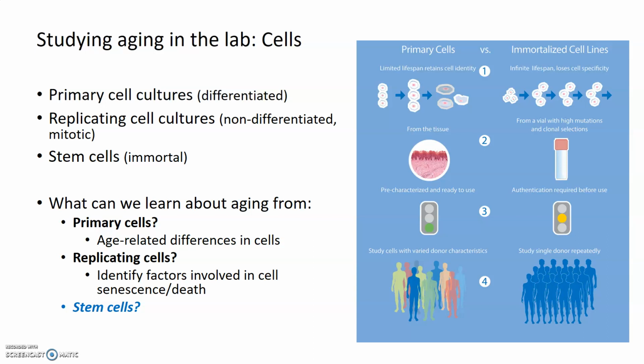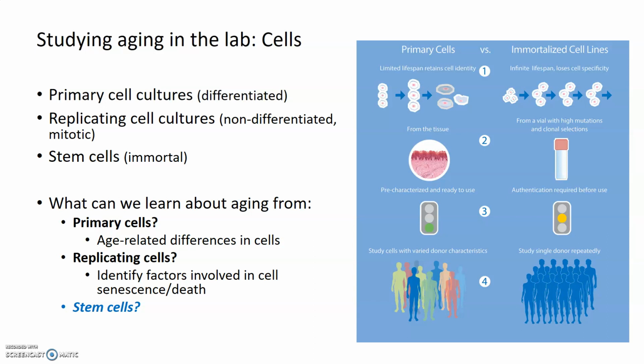And that's because cells have a defined number of times that they can divide before they senesce or die. And by studying these mitotic cells that have this limit of division, factors have been identified that are involved with this cell aging as well as cell death.